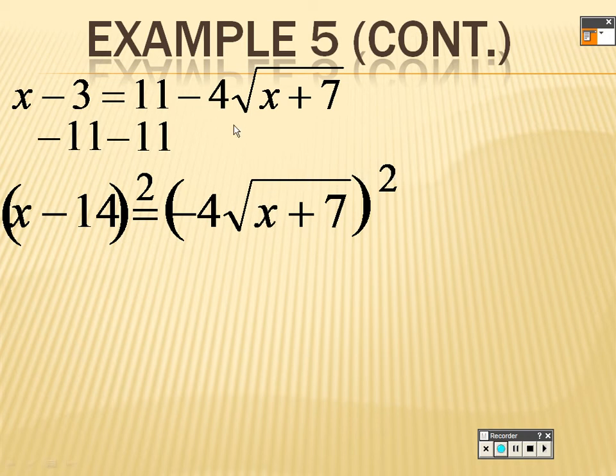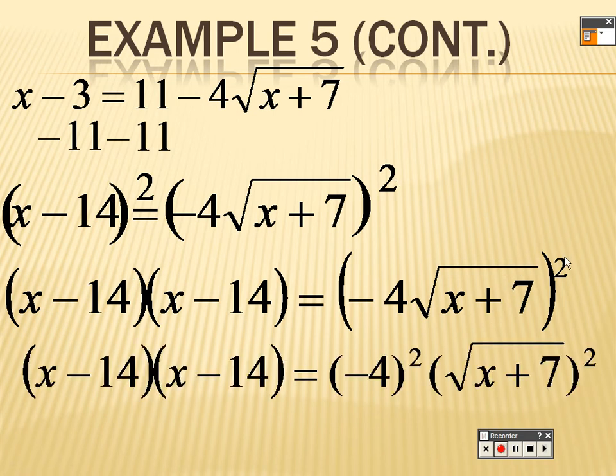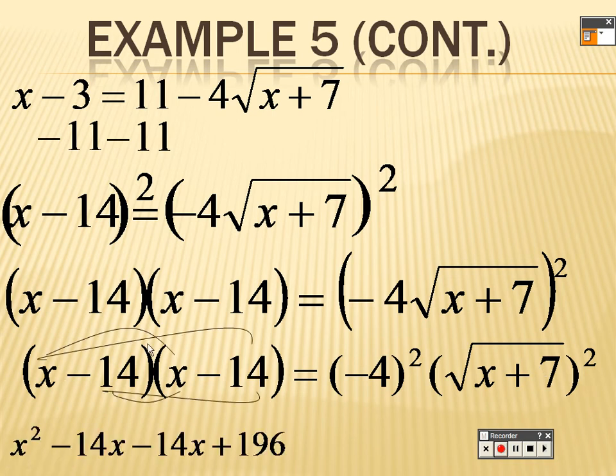So when I square both sides, that gives me an x minus 14 and x minus 14. And this right here, I take that squared through, right? When you take the square through, that'll give me a 16. And then that will get rid of that root. So actually what I end up with is x times x is x squared. X times negative 14 is negative 14x. Negative 14 times negative 14 is 196. And that is now 16, and that is x plus 7. So you foil that through.